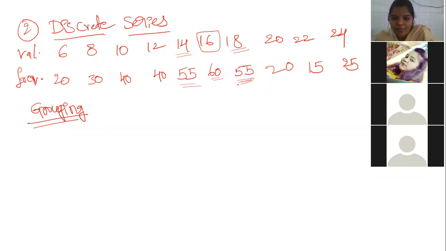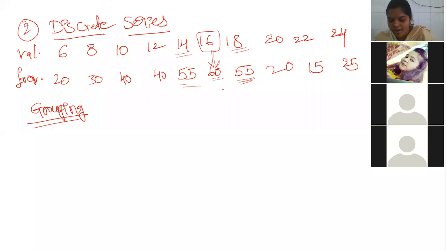It is clear from the above data. Just write down: it is clear from the above data, the modal value is 16, because it occurs the maximum number of times, that is 60 times. The 16 is occurring 60 times. So that's why we have selected this 16 as a modal value.